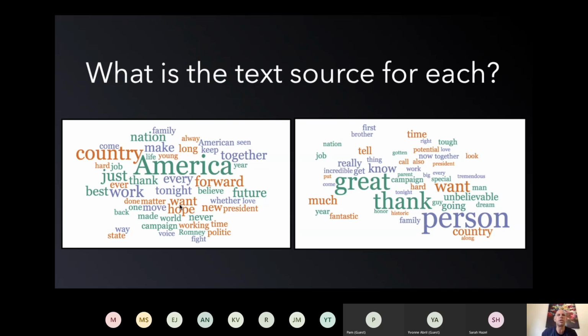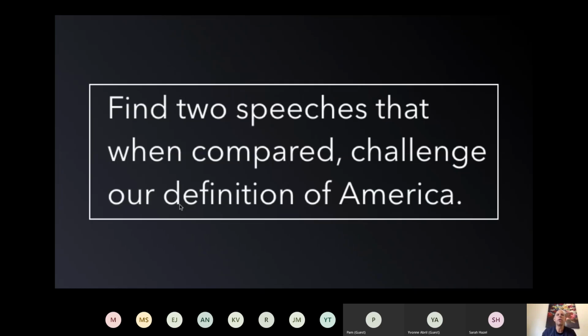The next question went to the students. What I want you to do is find two speeches that, when compared, challenge our definition of America using the same method that the teacher showed. So they said, hey, here's what I did. I went online and I found two speeches and I made two word clouds out of them. And now I want you to do that. And this is that challenge piece.